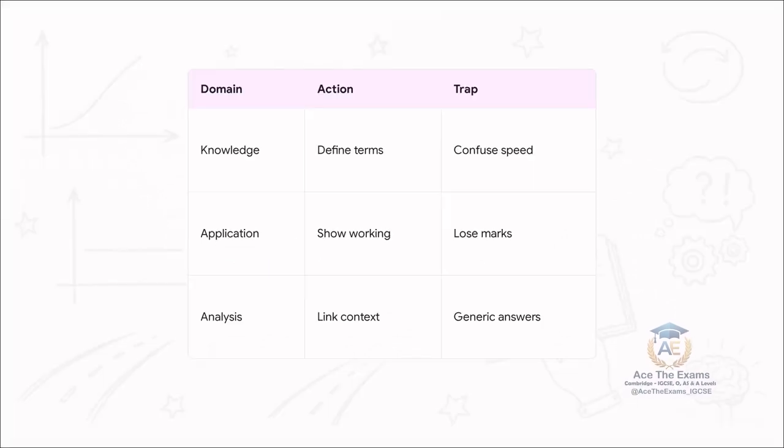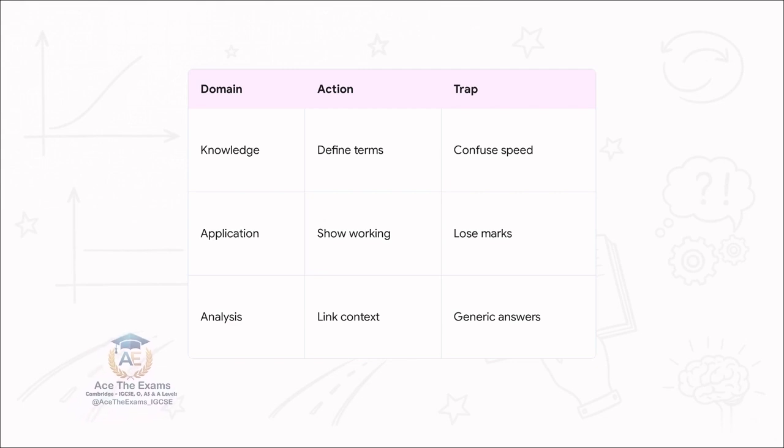So, let's bring it all together into the final system. This slide brilliantly illustrates the entire methodology in one easy-to-read cheat sheet. Think of these as the 3 rules that guarantee top marks. We have 3 cognitive domains. For the knowledge domain, your required action is to define terms precisely, decode those command words, and the trap to avoid, confusing speed and velocity, or distance and displacement.